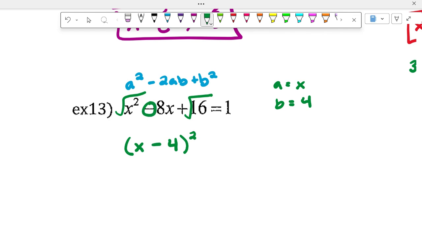So the way you factor perfect square trinomials, you take the square root of the first and the square root of the last. Those are your 2 values in the parentheses. Then you bring down the sign of the second term and make sure it's all squared. Equal to 1.